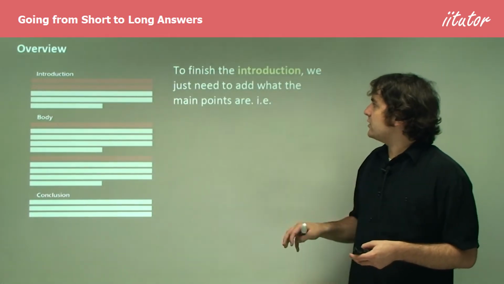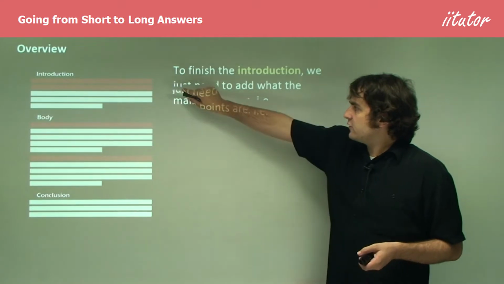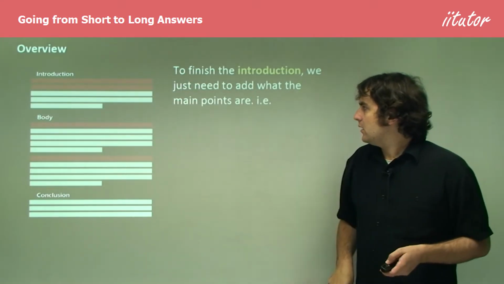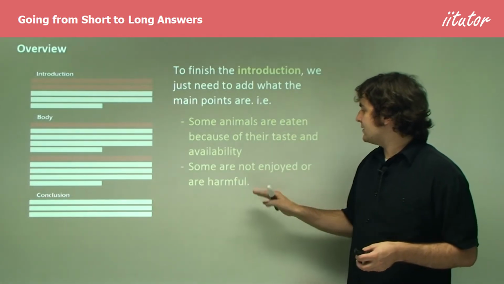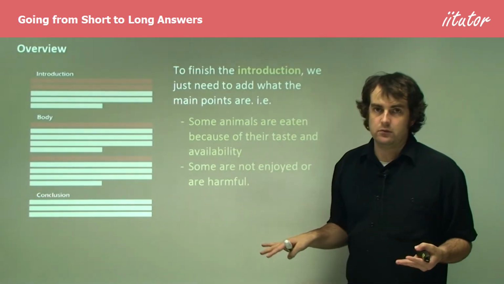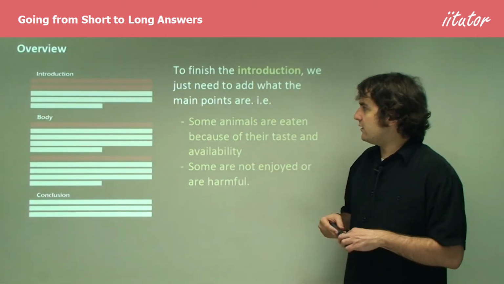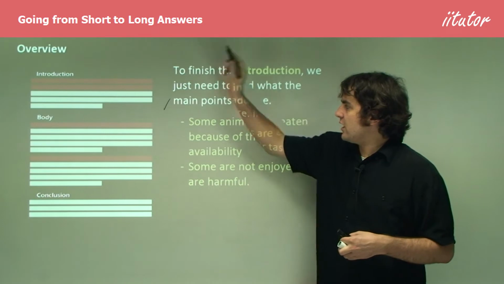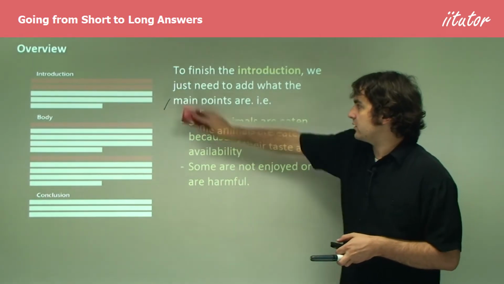So to finish the introduction, we just need to add what the main points are. So let's focus on just finishing this bit here first. We need to add that point that some animals are eaten because of their taste and availability, and some are not enjoyed or are harmful. So essentially what these two topic sentences are. So we can do that, and we can then finish our introduction. That's done. And then we can move on to what our body paragraphs are going to say.